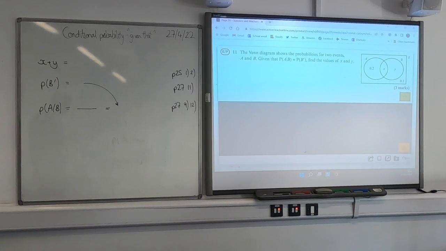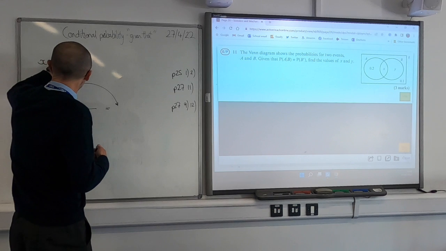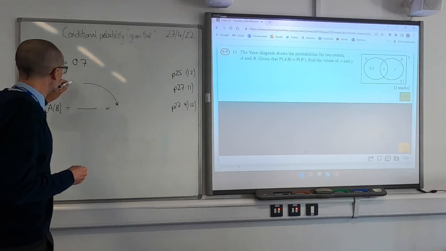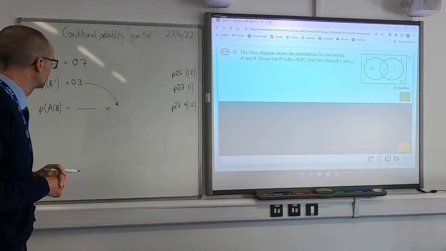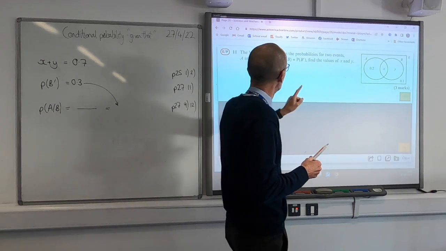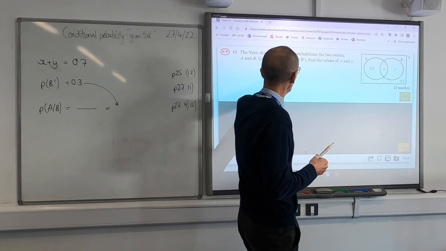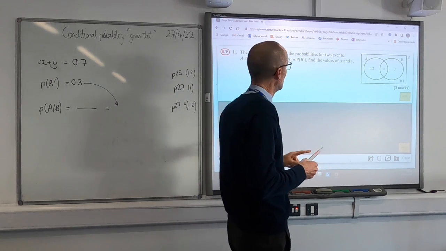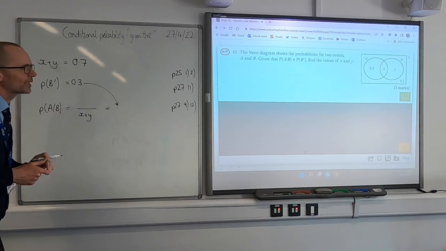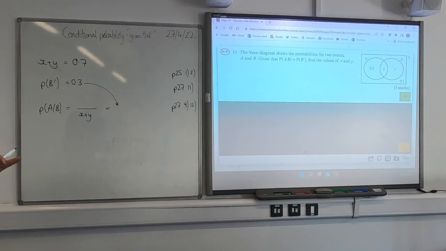So, Jodie, with this question 11, what do we know about x and y together? They add up to 1.7. Fantastic. And we're told that A given B is the same as the probability of B not happening. The probability of B not happening is 0.3. But I can work out the probability of A given B using my normal approach. This is the probability of B on the denominator, and of that, what part is down to A in the numerator? Well, the probability of B is x plus y. But we know what that is, don't we? We know that's 0.7.